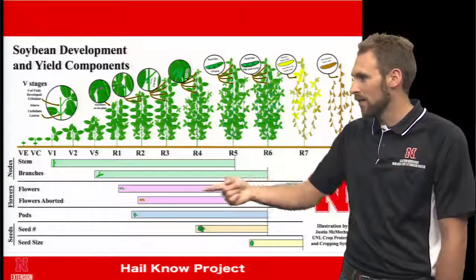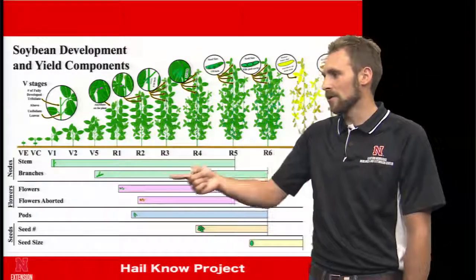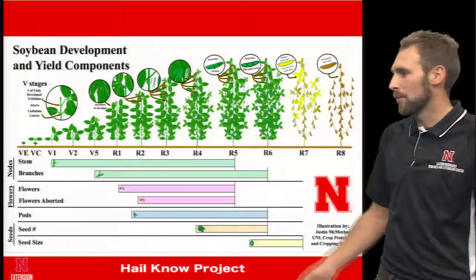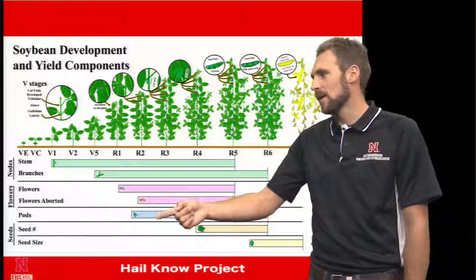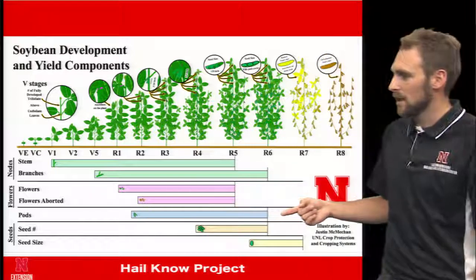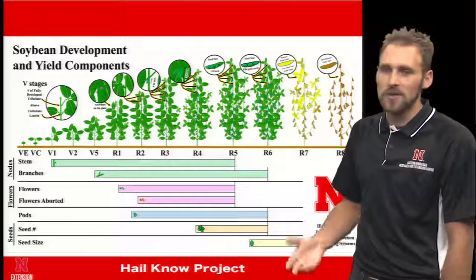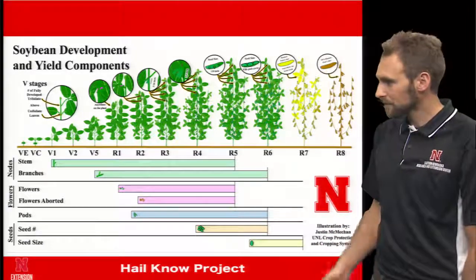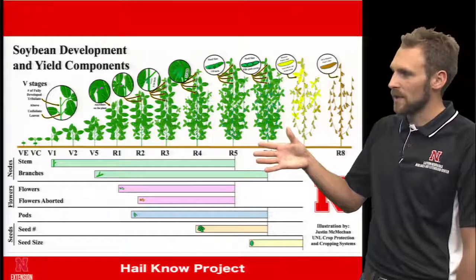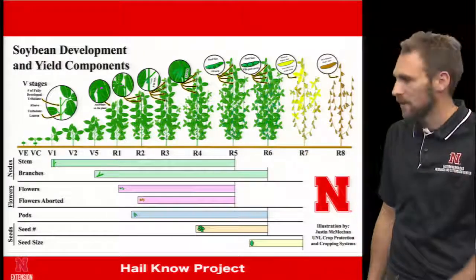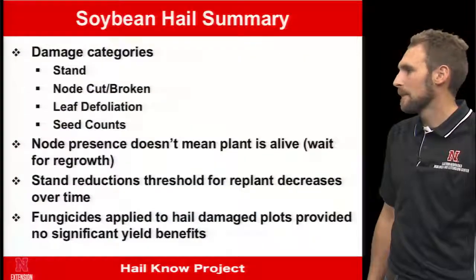If you're void of flowers at R2 or R3 stage, no, there'll be new ones potentially coming out all the way through R5. Pods are going to be present during this period all the way through to the R6 stage when we stop producing new pods. And then seeds and seed number really starts being determined by about R4. So you can see how the evaluations by National Crop Insurance Service line up with these different yield components in terms of how they evaluate things.